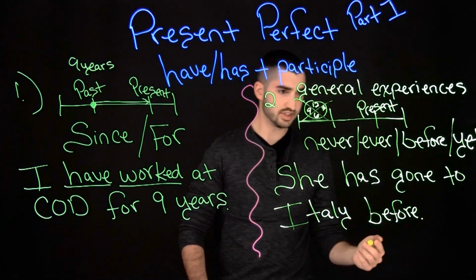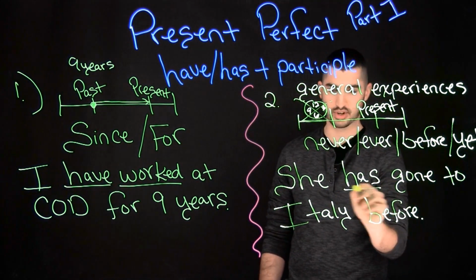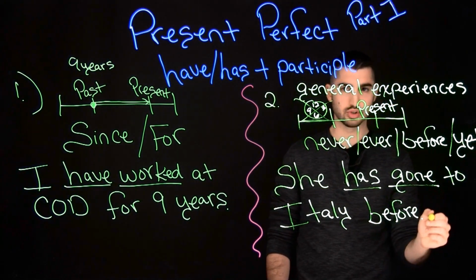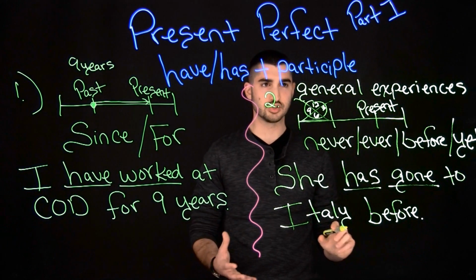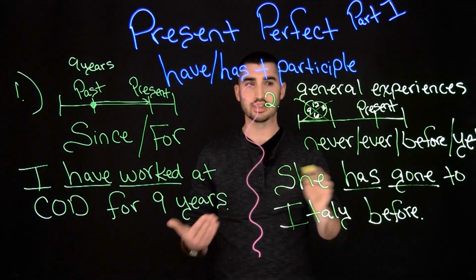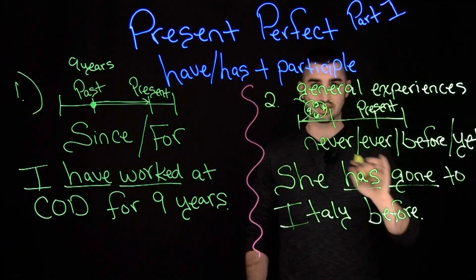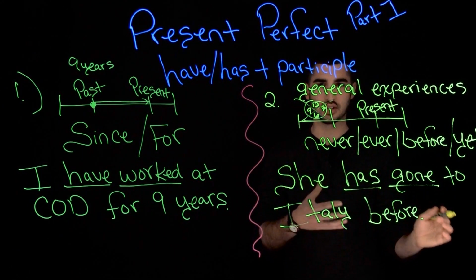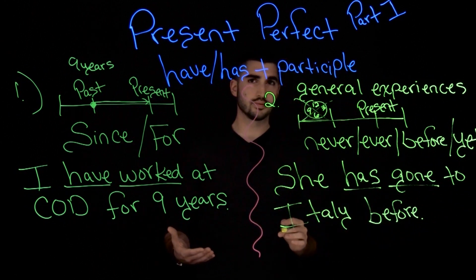Okay, so now in this sentence, I use has because my subject is she. I use the past participle of go, and I'm describing just a general experience that happened in the past. So for this, the time doesn't really matter. What's important is that this person has gone to Italy at some point.